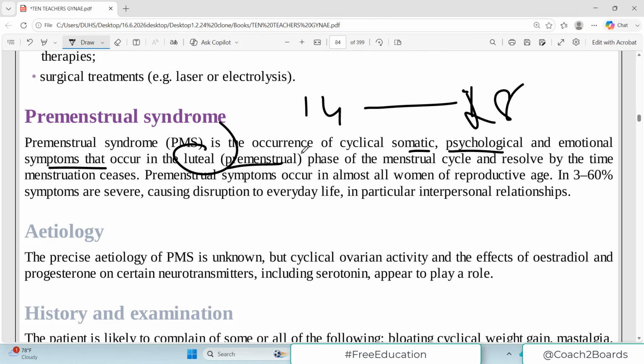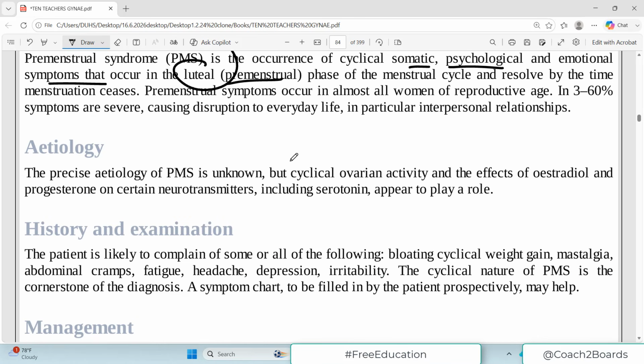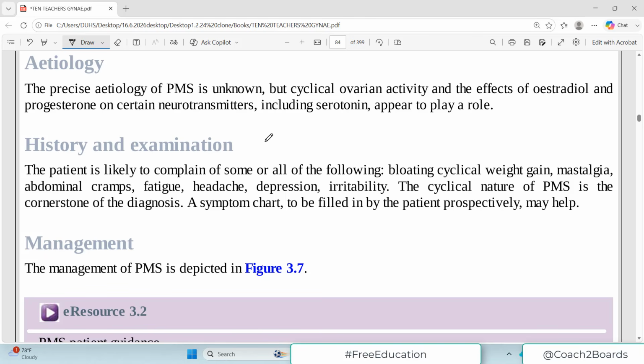Okay, etiology is unknown. In some females this happens, in some females this just does not happen, and the patient is likely to complain of these: bloating, weight gain, mastalgia. They start having muscle pain sometimes. Also pain in their mammary glands, headache, fatigue, depression, irritability. These are all important features of premenstrual syndrome.